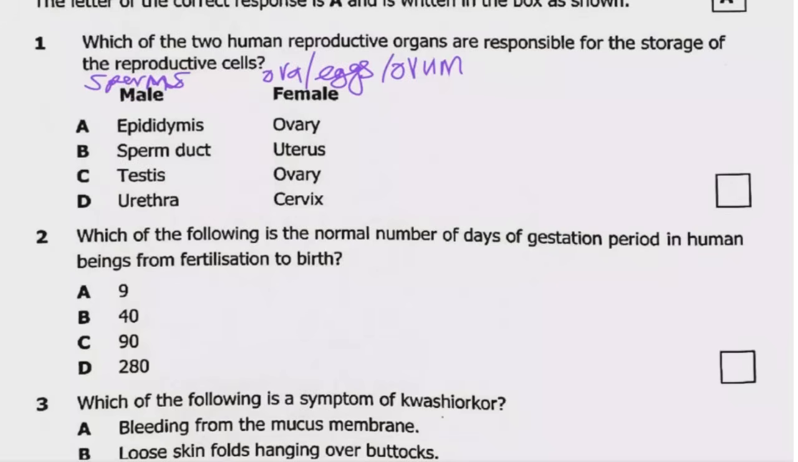Now when it comes to A, which is epididymis and ovary, the duty of the epididymis is to store sperms until they get matured. And the ovary also stores ova in the female. So the correct answer is A. So I'm going to record my answer here, A.